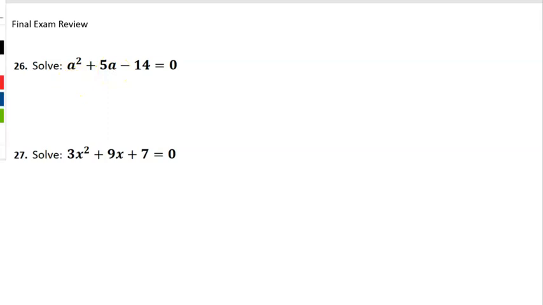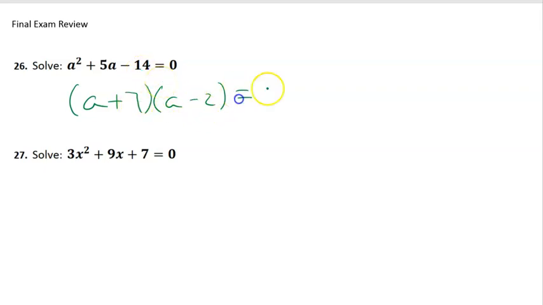So this factors into a plus 7 times a minus 2, right? 7 times negative 2 is negative 14. 7 plus negative 2 is 5. Still equals 0. Well, how did that help? Well, you set each factor separately equal to 0, which is awesome. You know why? Because anytime you multiply 2 things together and it equals 0, that means one of them has to be 0, right? That's the way 0 works. It's called the property of 0.